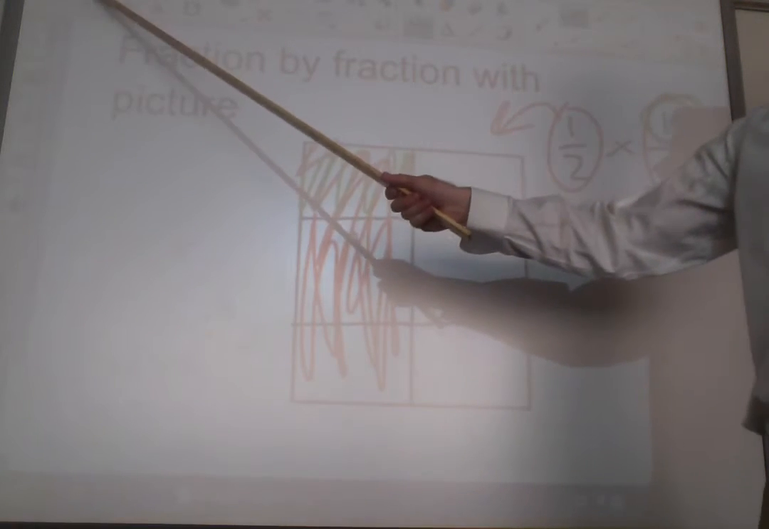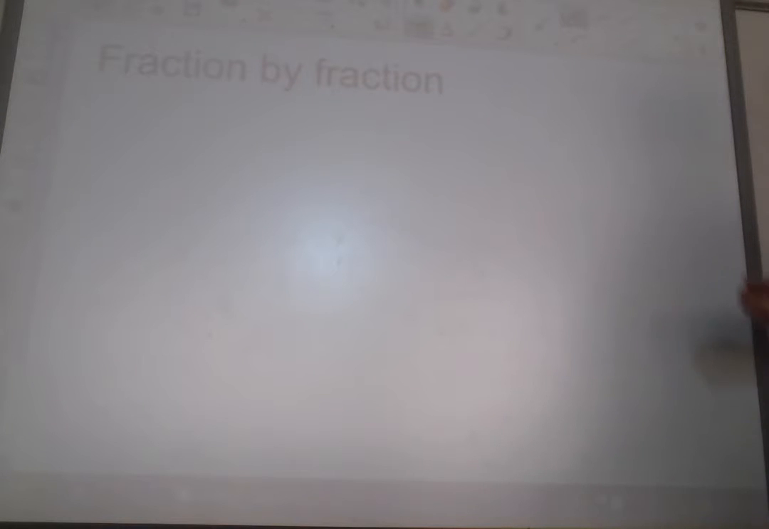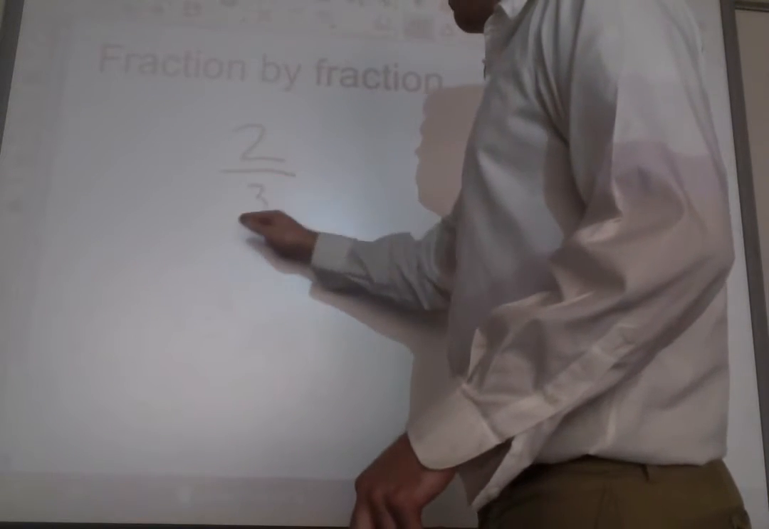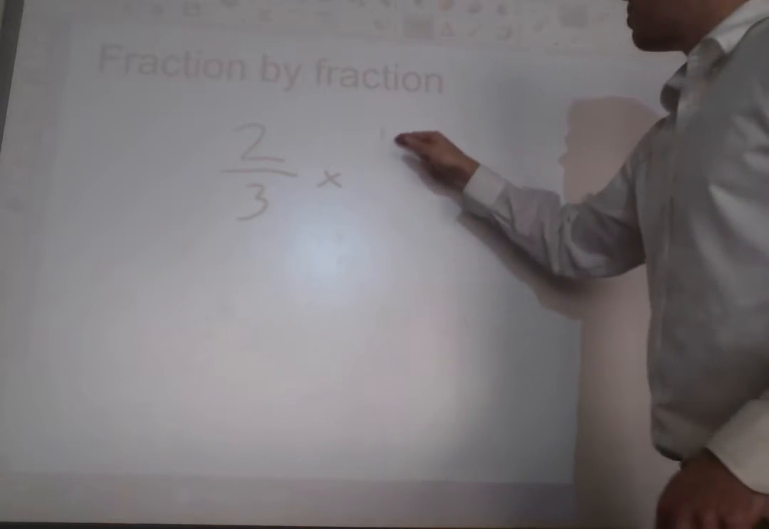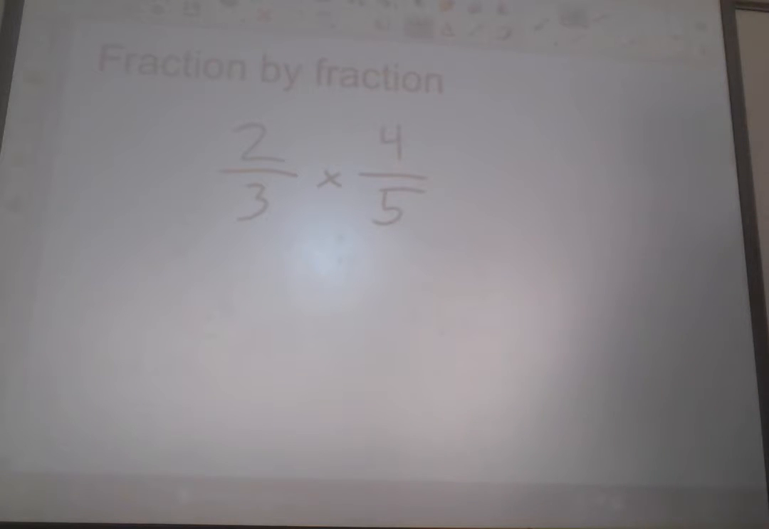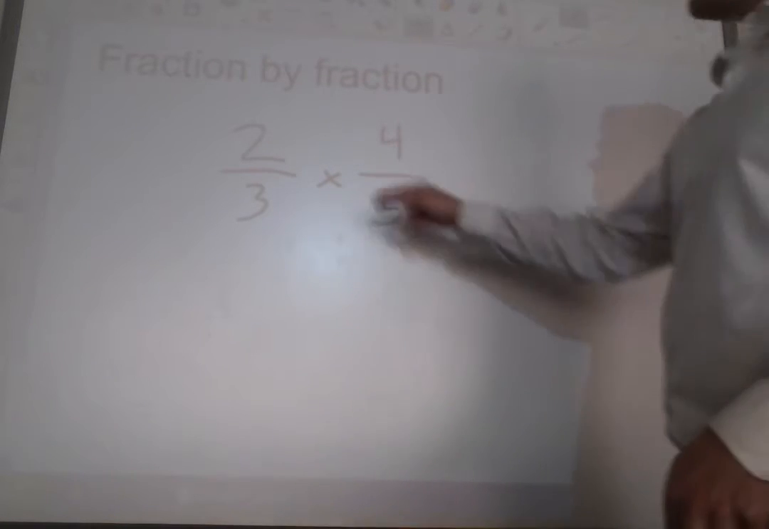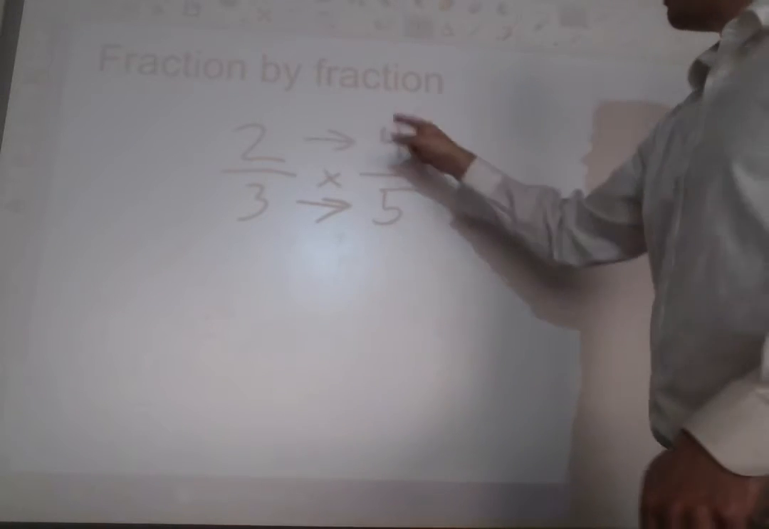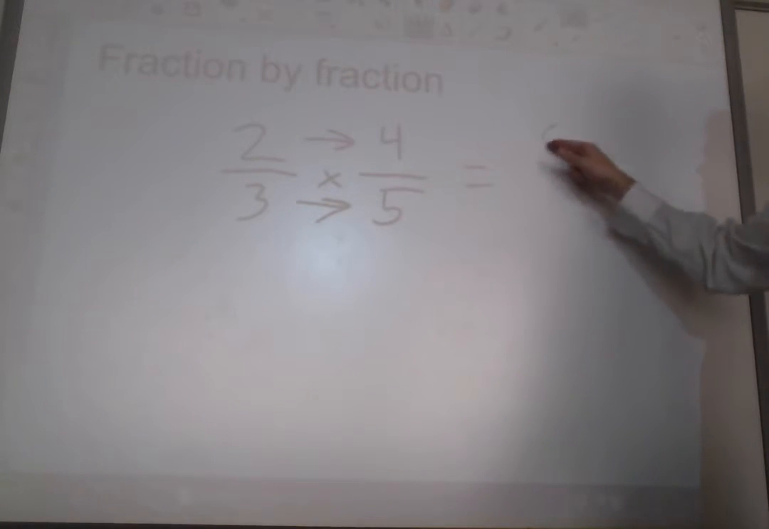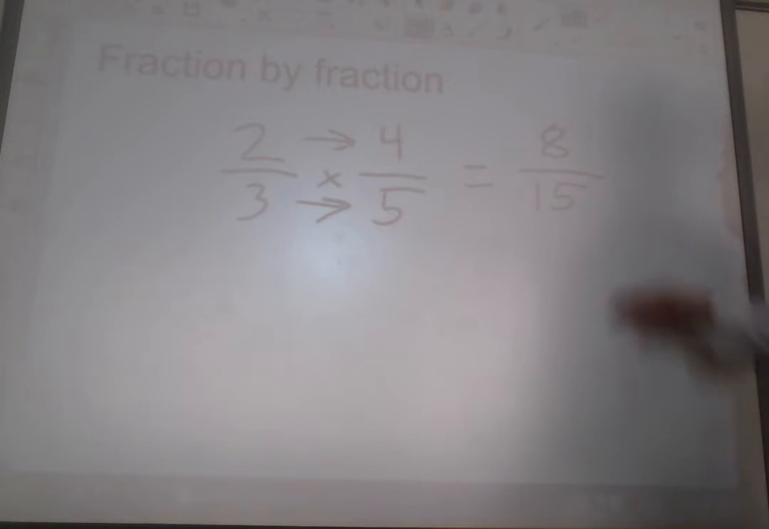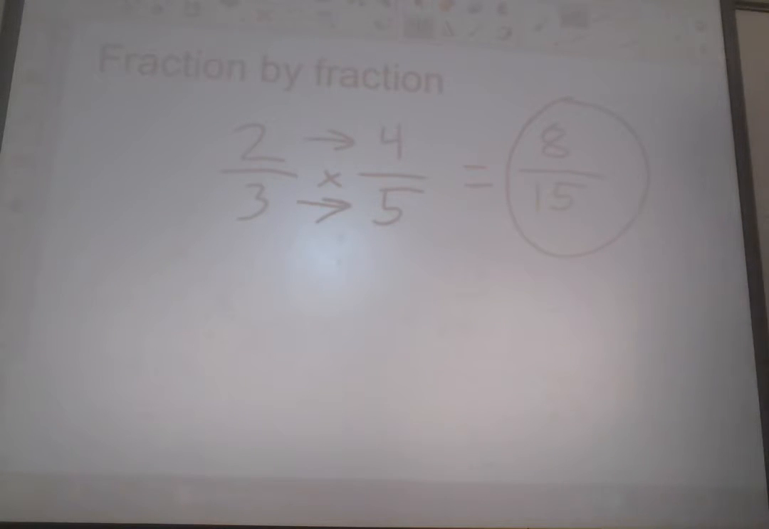Okay, now you don't have to draw a picture every time. We know there's a much faster way to do it. Okay, so let's take the following fractions: 2/3 times 4/5. The shortcut, easy way to multiply fractions is you simply multiply straight across. 2 times 4 equals 8. 3 times 5 equals 15. There's our answer, 8/15. Okay?